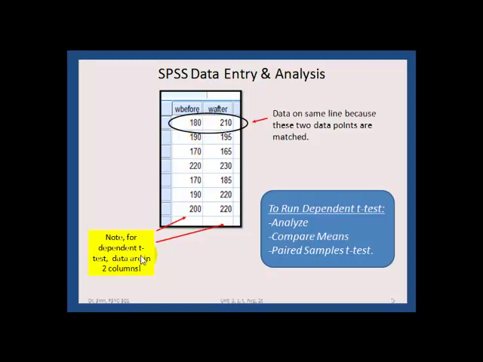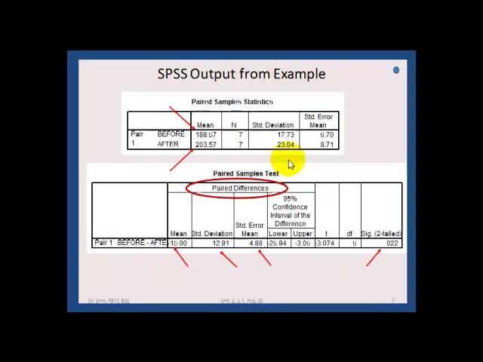Look, and if you think back to an independent t-test, this is different. Independent t-test, we had in the first column what group somebody was in, and the second column their score. Now we have the DV, the actual scores, two to a line. So that's a big difference. And when you get ready to run the dependent t-test, it's fairly easy. You just go to analyze, compare means, paired samples t-test, pull over the variables you need, and you're off.